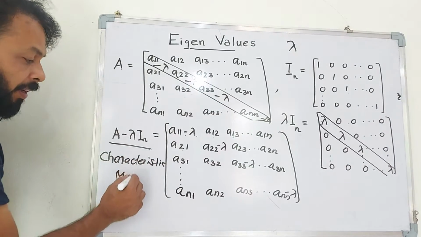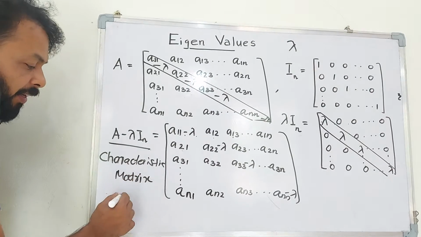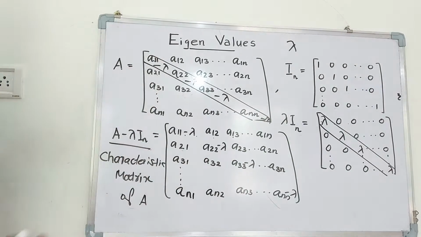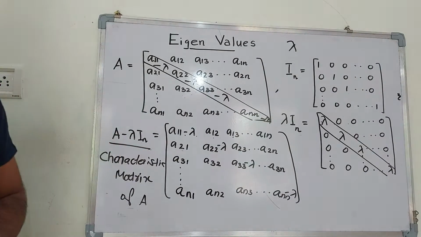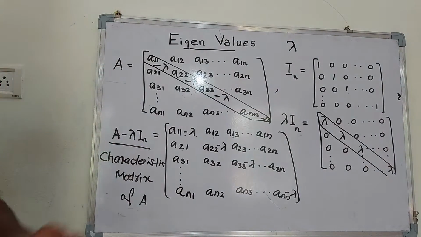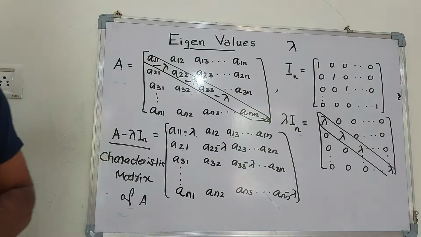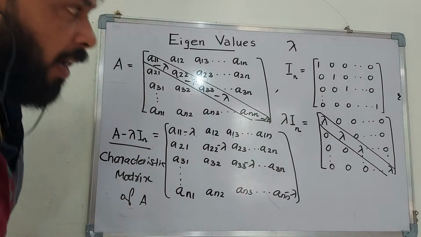Characteristic matrix of the given matrix A. Okay. If A is a given matrix, then the characteristic matrix of A is A minus lambda I, which is the matrix obtained from A by subtracting lambda from all the main diagonal elements.